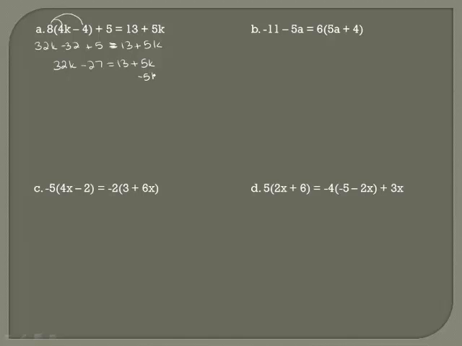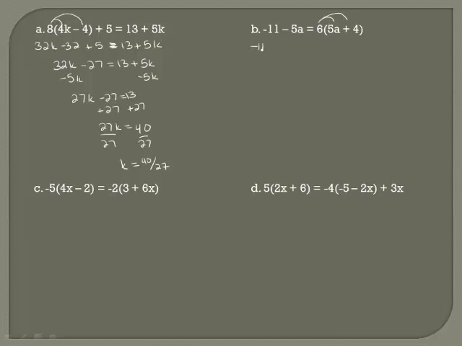I'm going to move my k's to the same side, so I'll subtract 5k from both sides. 32 minus 5 is 27k minus 27 is equal to 13. I'm going to add 27 to both sides, and I'm going to get 27k is equal to 40. I'm going to divide both sides by 27. Now 40 doesn't divide by 27, so I'm going to leave it as a fraction. K will be 40/27. On this next example, I have a 6 to distribute.